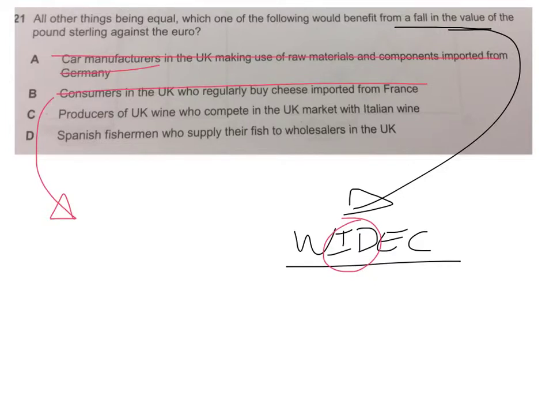Okay, next one. C. Producers of UK wine who compete in the UK market with Italian wine. Are they going to be happy? Yes, they are going to be happy because with exports cheap, their wine is going to be able to compete with Italian wine. So we're going to put C is definitely right.